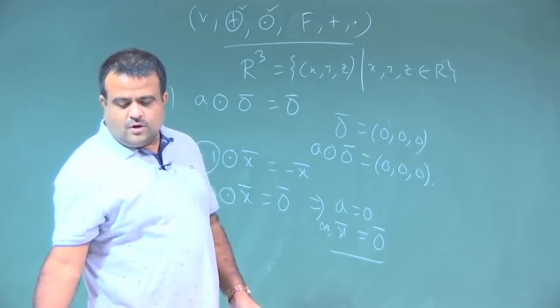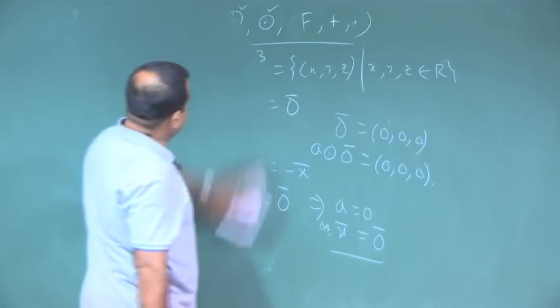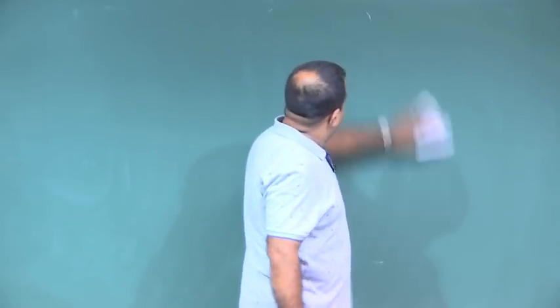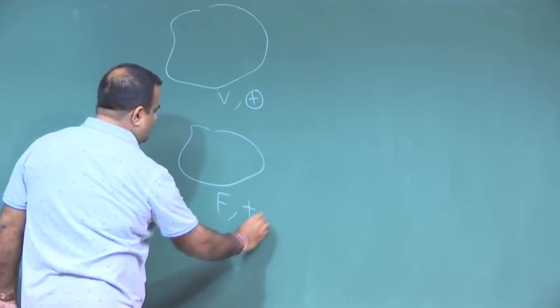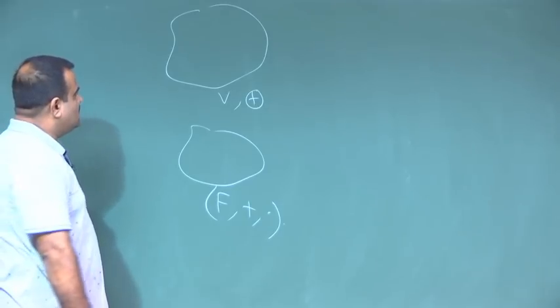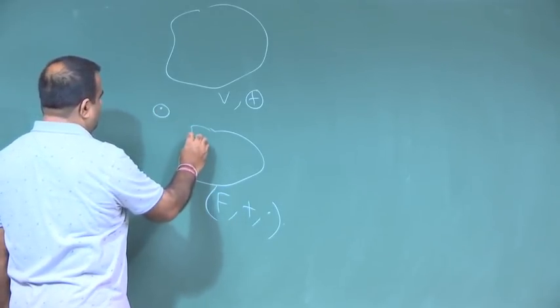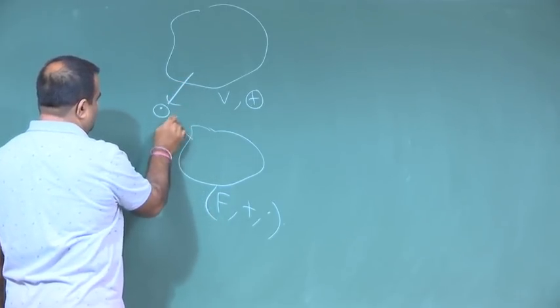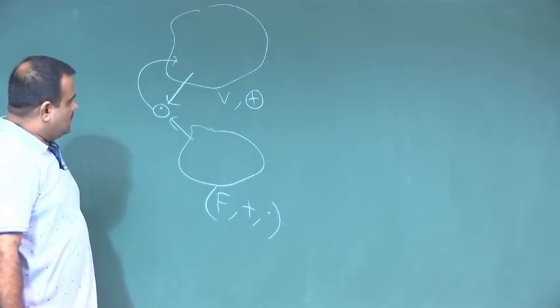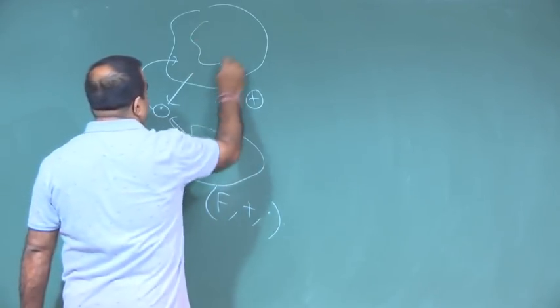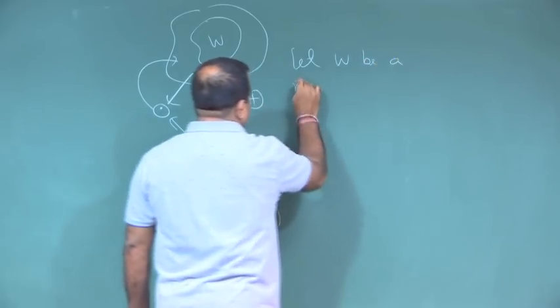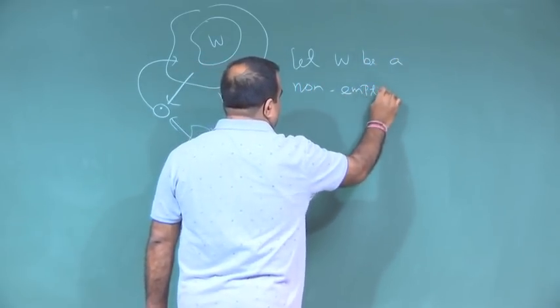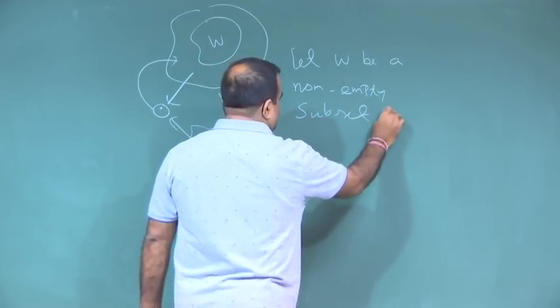Okay. So, now we will define what we mean by subspaces. What do you mean by subspaces? So, we have a vector space V with this operator, and we have a field F. We have two binary operations over here, and we have another scalar operator which is taking an element from here, taking an element from here, which is giving another element from here. Okay. Now, if we have a subset over here W, let W be a non-empty subset of V.